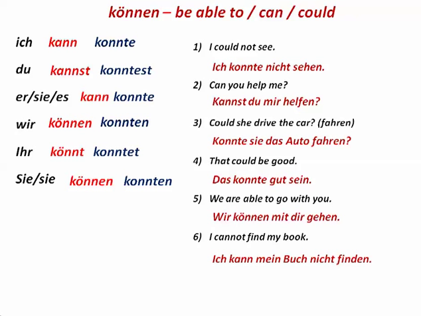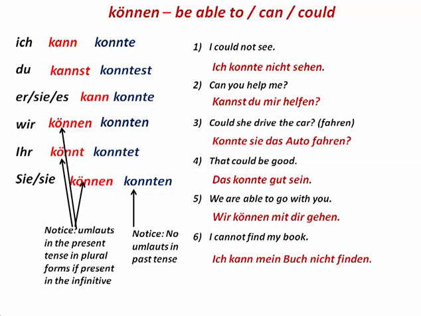So in all these cases, again, you'll see the other verb, whether it's sehen, helfen, fahren, sein, gehen, or finden, at the end of the sentence. And as in our last example, there will be no umlauts in the past tense, but they will come back in the last three forms of the conjugation in the present tense.